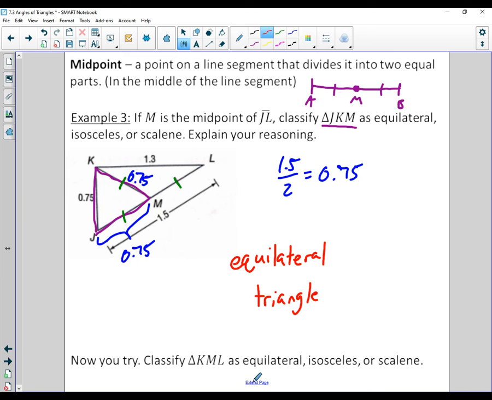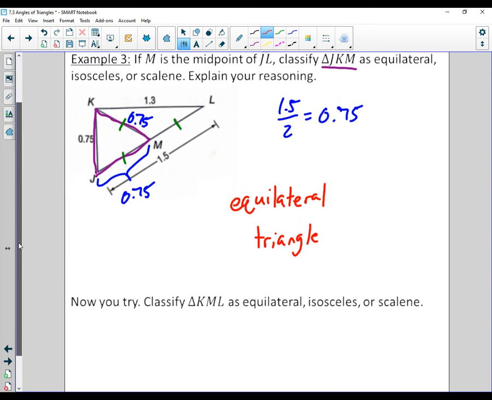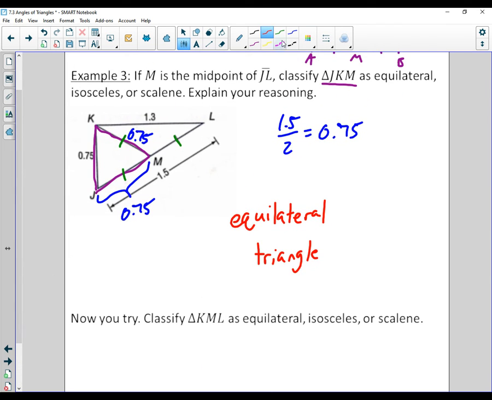Now, let's do it for KML. KML is going to be this triangle here, which we don't even have to do any work for. I see a tick mark there and a tick mark there, and I know those are 0.75, and that's 1.5. And so since two sides are the same, but not the third, that is going to be an isosceles triangle.